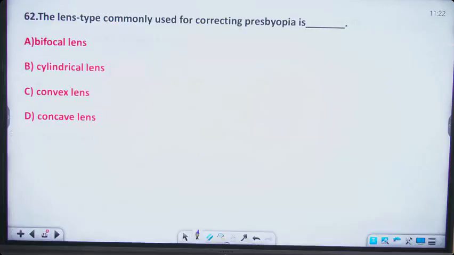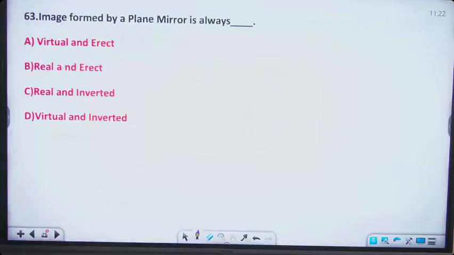The lens which is commonly used for correcting presbyopia: bifocal lens. The image formed by a plane mirror is always... First thing, is it a real or virtual image? Real or virtual? Plane mirror.